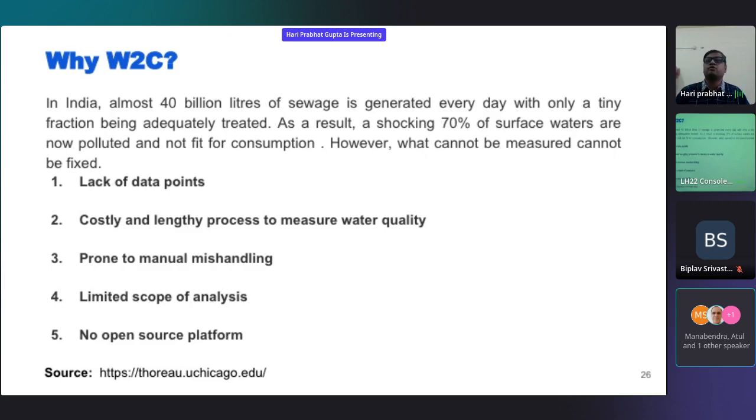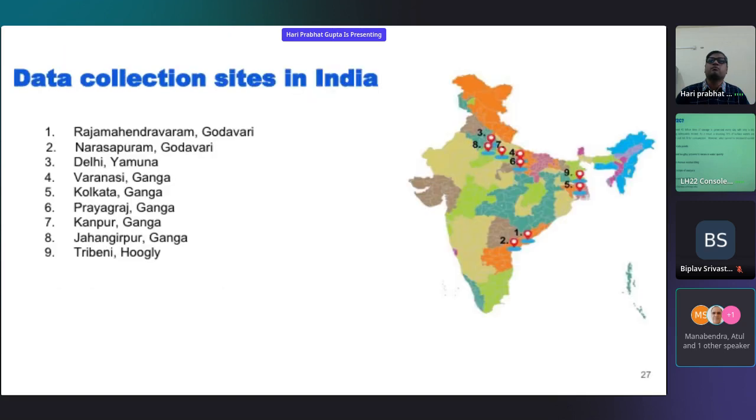So keep all these points in mind: these types of problems are already there, and because of these issues, the solution does not exist. That's where this W2C comes into the picture. The entire information about W2C, its data set, its applications, and other things are available on that portal.